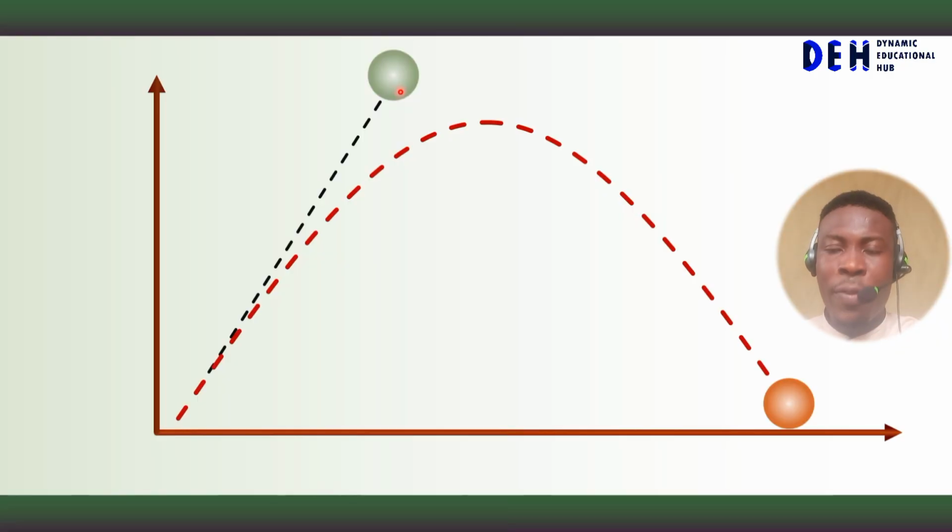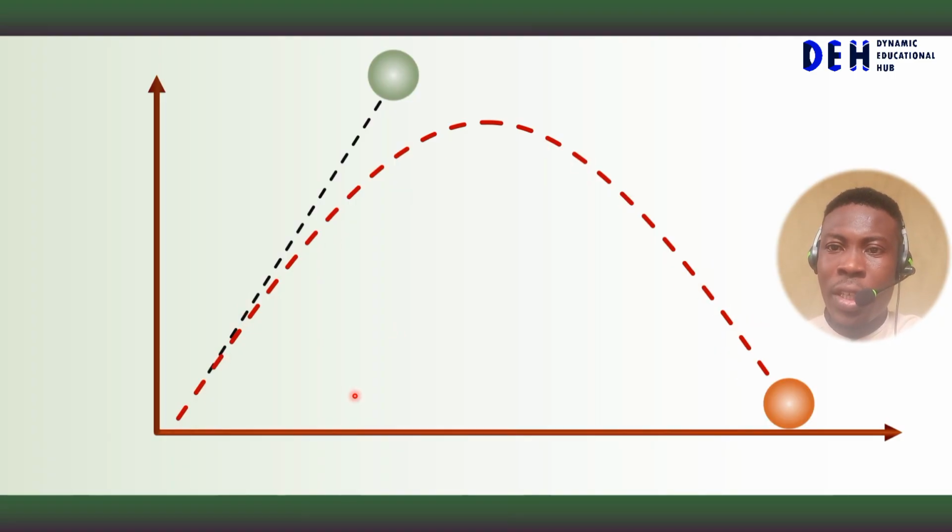Due to the gravitational field, this object will begin to drift away from following a straight line path as shown, and is going to assume this curve. This is a parabolic path.